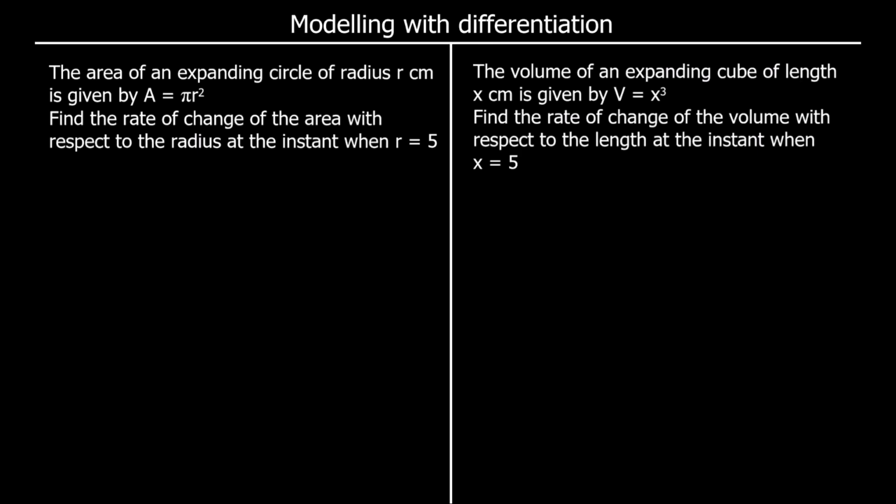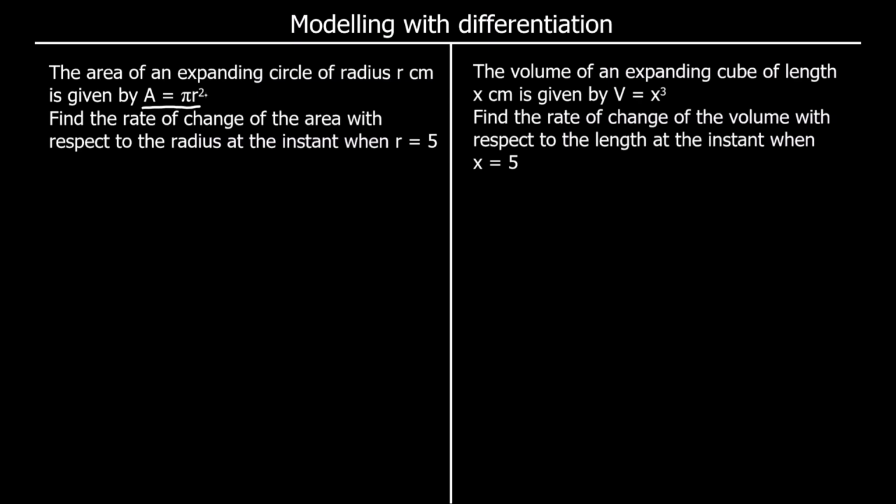Now we are looking at modelling with differentiation. The area of an expanding circle, radius r centimetres, is given by A equals pi r squared. So the area of the circle is equal to pi r squared. We need to find the rate of change. Whenever we see rate of change, we need to think differentiation.